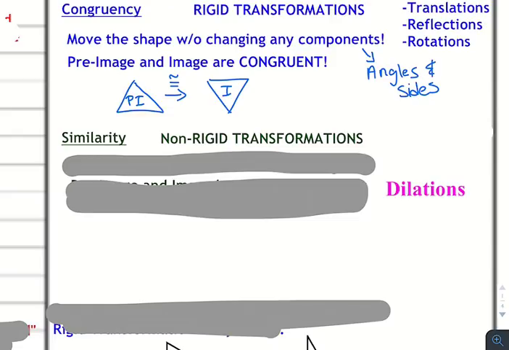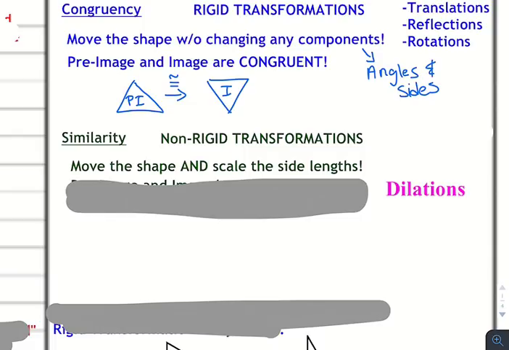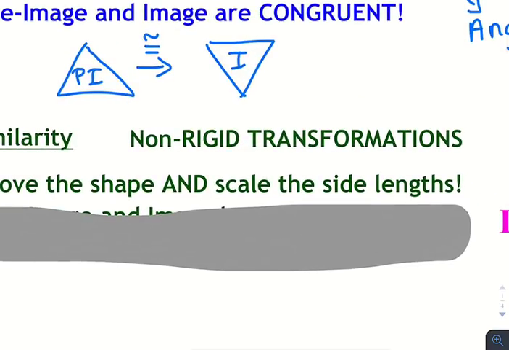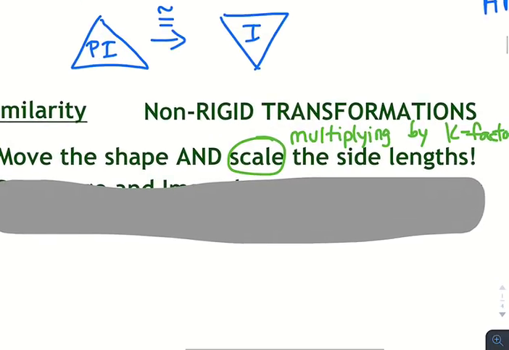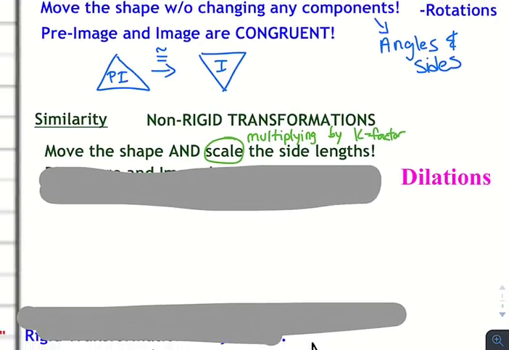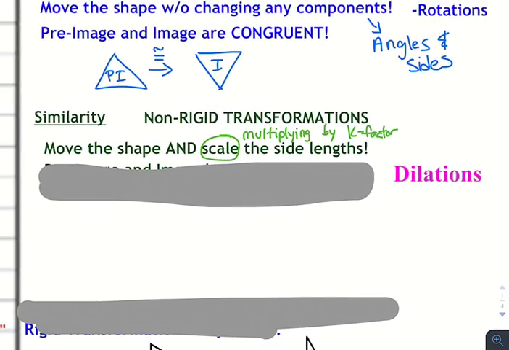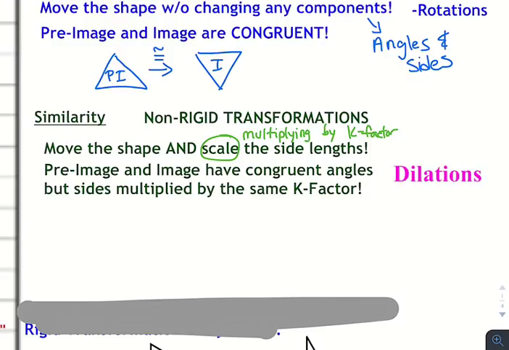And keep in mind, dilations mean that we're scaling the shape in terms of its side lengths. Now again, just for clarity's sake, when we're talking about scaling, we're talking about multiplying by a k-factor. Now the term k-factor and the term factor and the term scale all basically mean the same thing. Now the idea of scaling is it happens just for the side lengths, and so we know we're going to have congruent angles. Congruent angles right here. And we have sides that will not be the same length, but will be reasonably scaled.